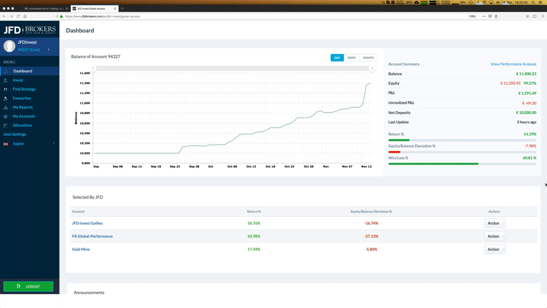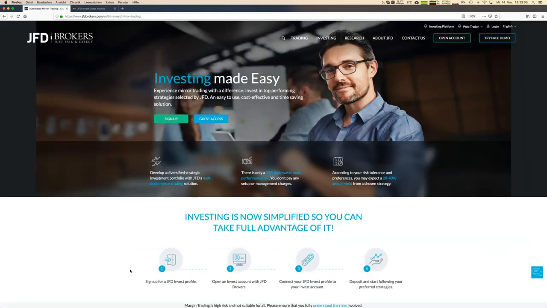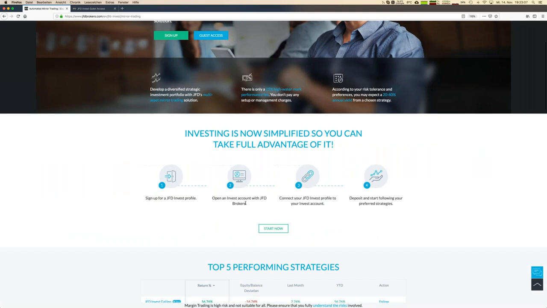Overall profit, if you have a similar portfolio like my portfolio here, is about 14% in less than 2 months. So good number. I think it's time for you to start. Just go here, JFD Invest on the webpage, and then you follow those steps. Sign up for an investment profile, open an investment account, connect both, and then after depositing, you can start doing exactly the same I do here, with a couple of strategies, and be your own portfolio manager.